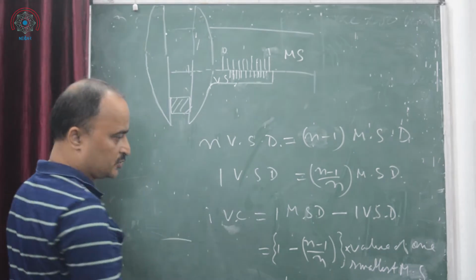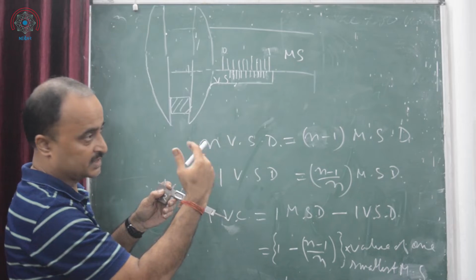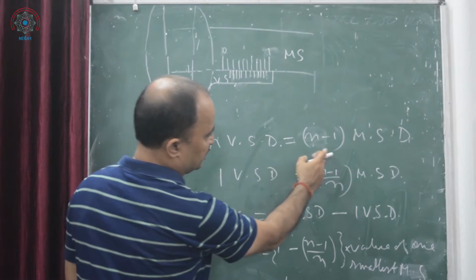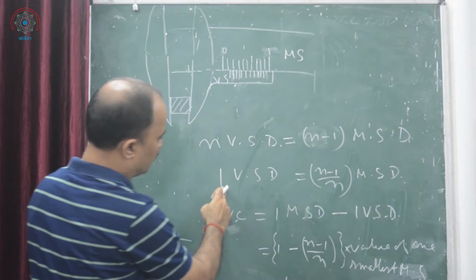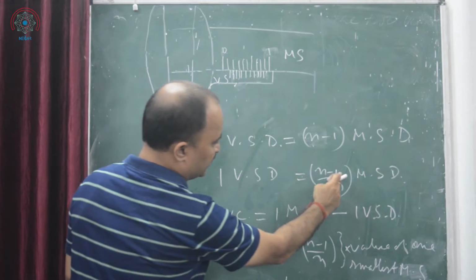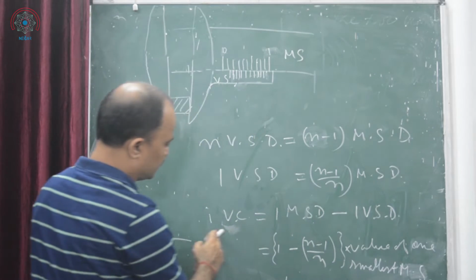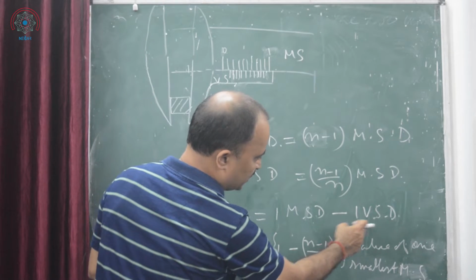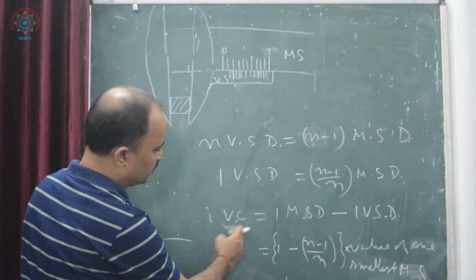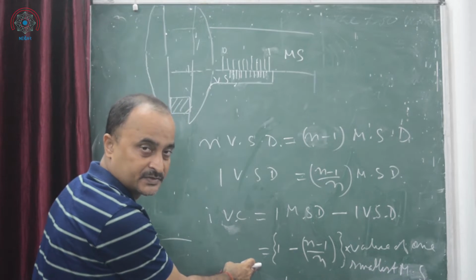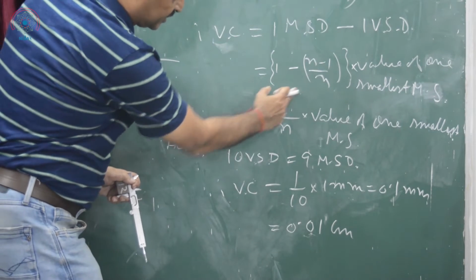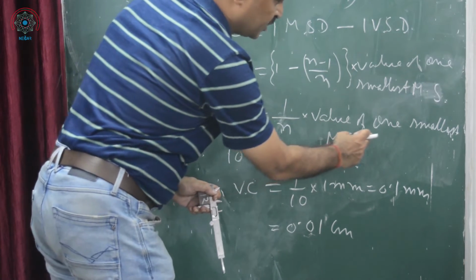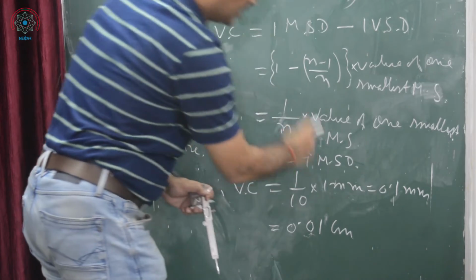Now, as I told you at the very beginning, 10 Vernier divisions coincide with 9 main scale divisions. Suppose n Vernier scale divisions coincide with n minus 1 main scale divisions, or 1 Vernier scale division represents (n minus 1) by n main scale division. Therefore, the Vernier constant, as I told you, is the difference between one main scale division and one Vernier scale division. So, substituting this, after calculation, we get 1 by n into the value of one smallest main scale division.